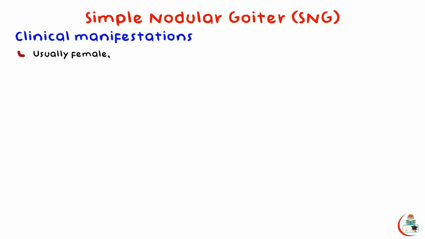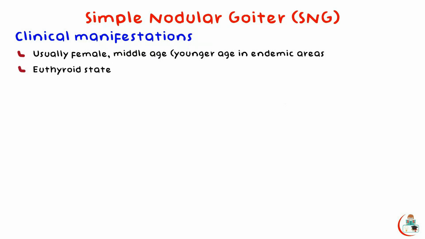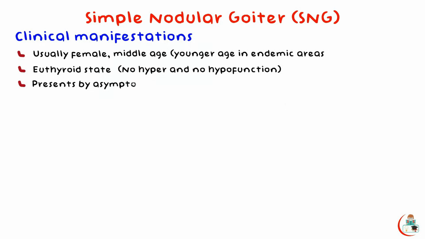Females are affected more than males. Goiter is a disease of the middle age, but can occur at a younger age in endemic areas. Patients are in euthyroid states, to say no hyper and no hypofunction of the thyroid gland, commonly presenting by asymptomatic neck mass. The main complaint is cosmetic deformity.